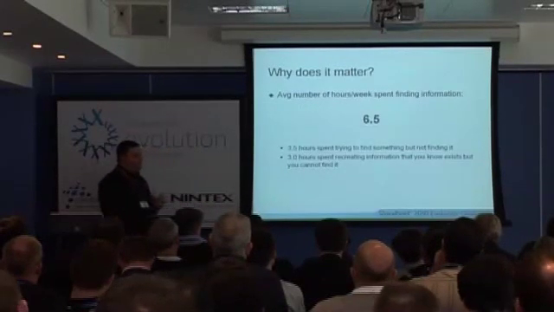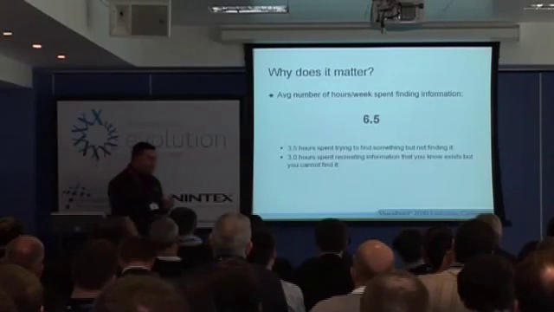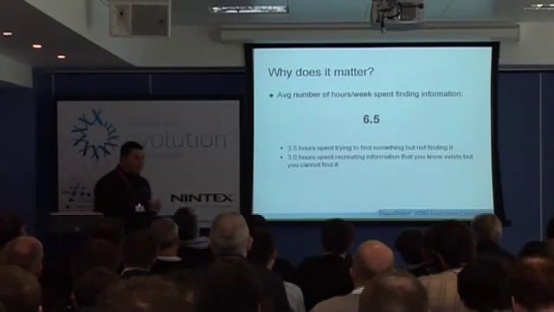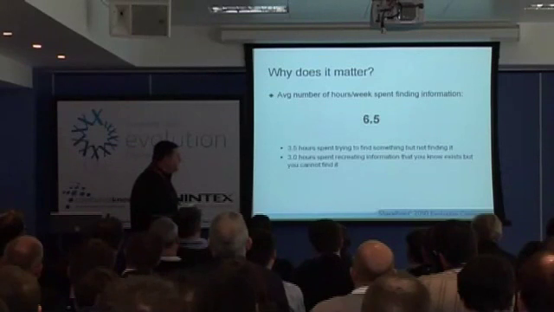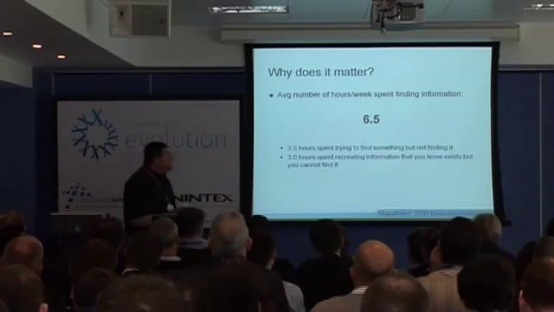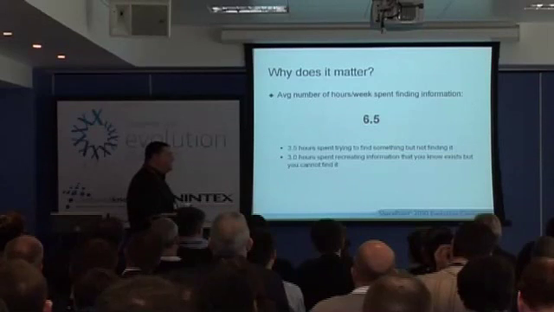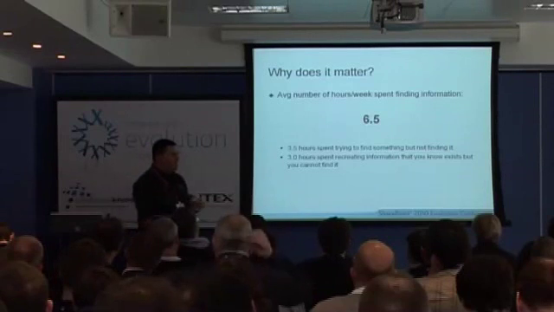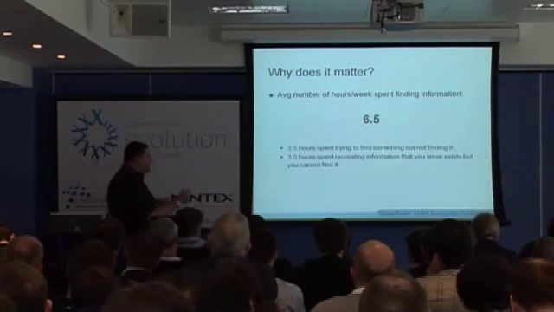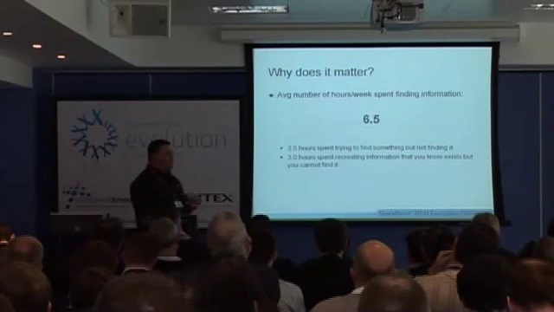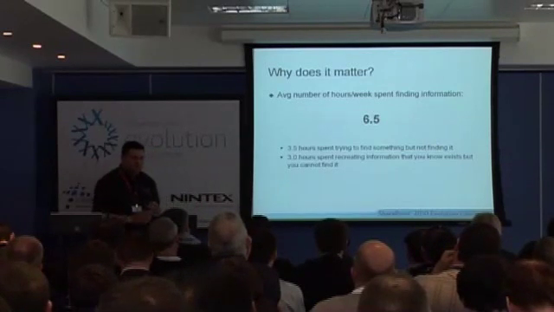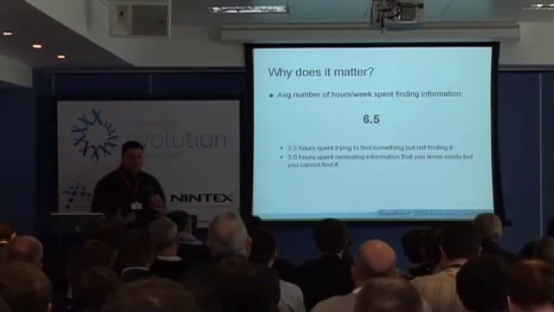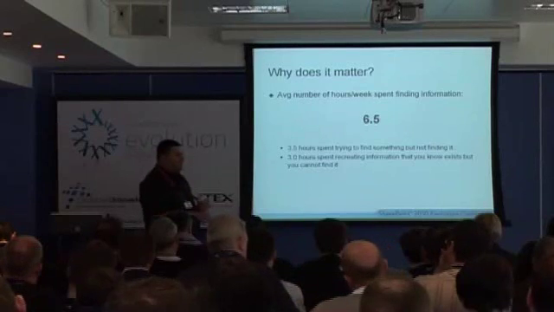So, why does it matter? So this is an American study. This is a couple of slides that I stole from Bill English's presentation that he was going to do around information architecture. But basically, the average number of hours per week spent just locating information within a business is around 6.5. That's per person. 3.5 of those hours is simply trying to find something and failing to do so. That could be one document, it could be a couple of documents that they're trying to locate. They need it for whatever they're doing, and they simply cannot locate those documents on the system.